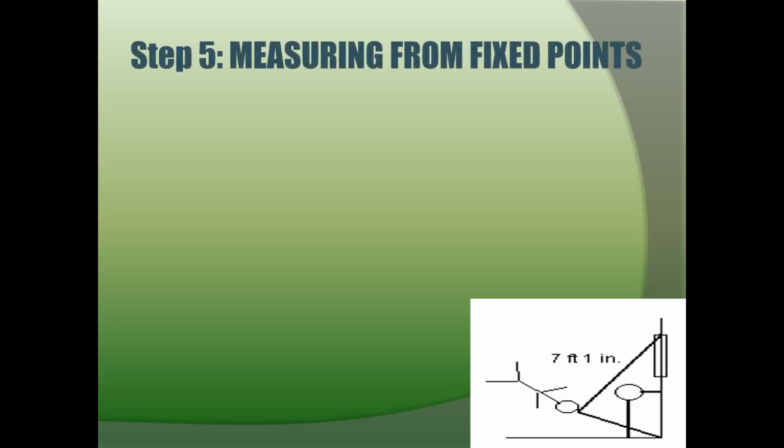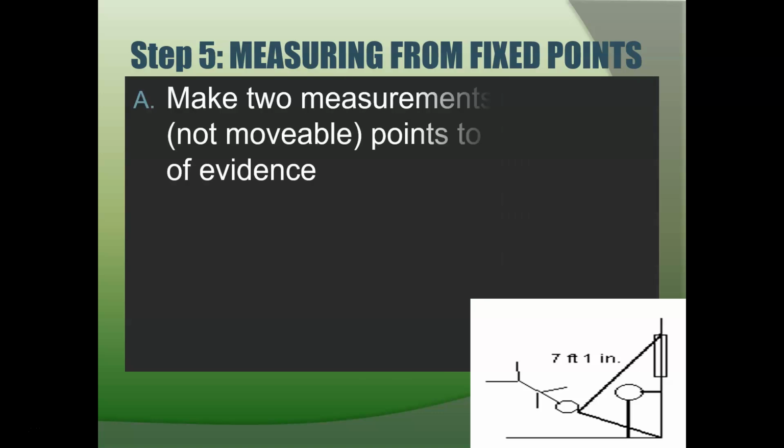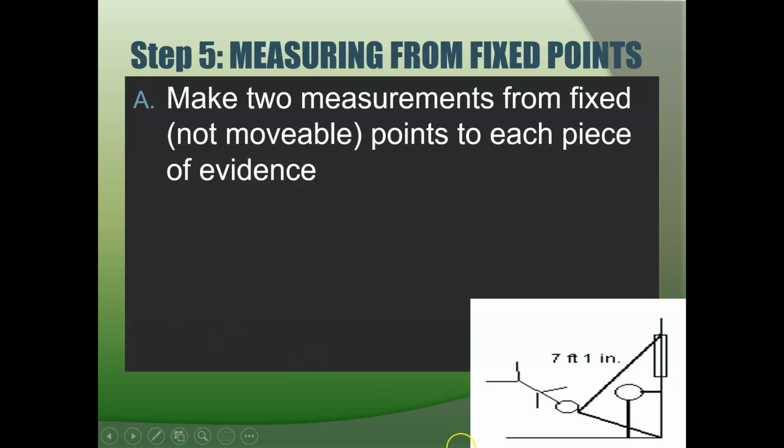Step 5 is measuring from fixed points. So let's explain this one a little more. You are going to make 2 measurements from fixed, meaning not movable points, to each piece of evidence. So you can see in my picture below, we have our body, and my fixed points I chose were the corner of the room to the tip of the victim's head, and then the edge of the window to the victim's head. The corner of the room and the window are not going to move, so they count as fixed points.